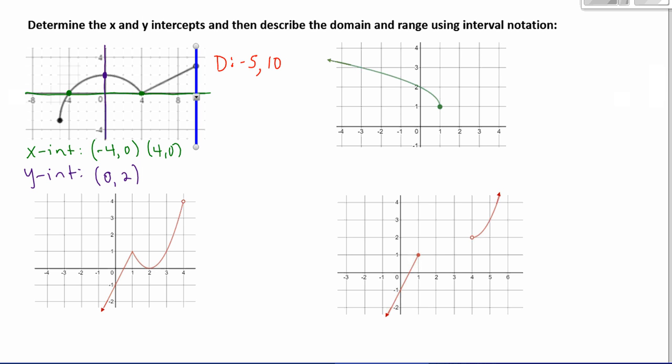Now we're going to decide if it's parentheses or brackets. Looking over here on the left, this point was closed, which means this -5 is going to be a bracket. Now if you look over here at this 10, it's open, so that one's going to be a parentheses.